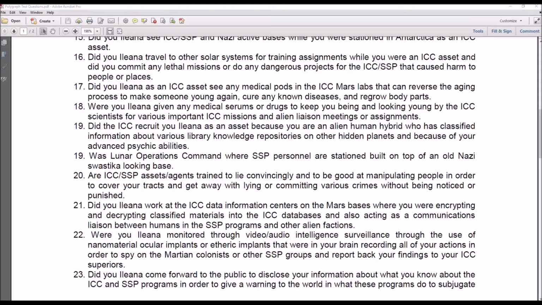Were you, Ileana, monitored through video audio intelligence surveillance through the use of nanomaterial ocular implants or etheric implants that were in your brain, recording all of your actions in order to spy on the Martian colonists or other SSP groups and report back your findings to your ICC superiors?